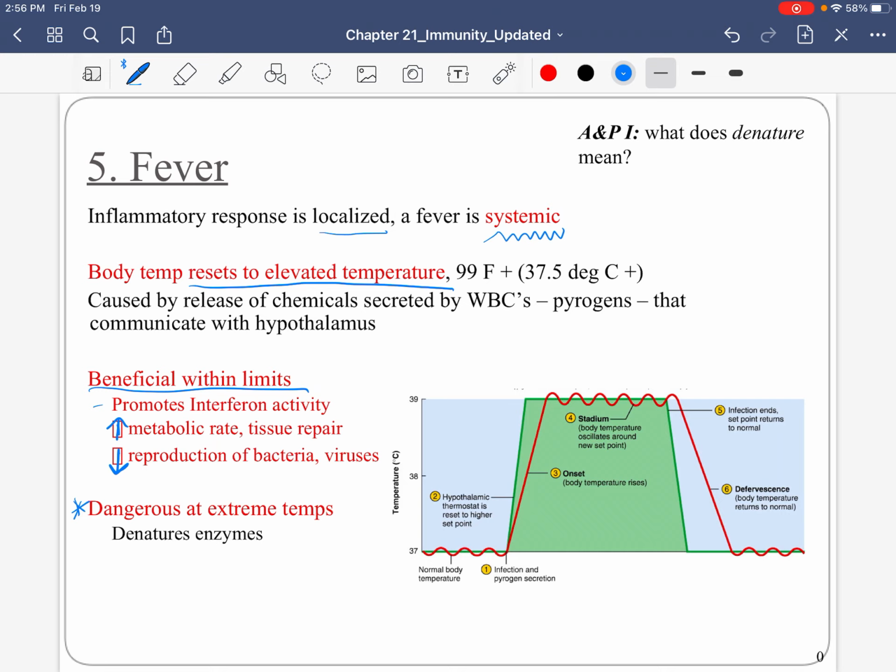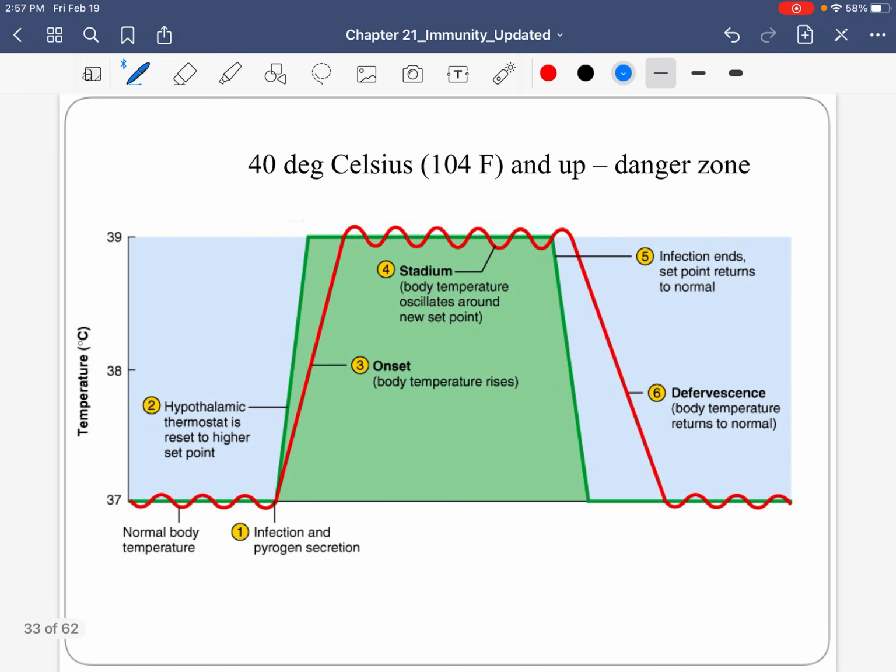This is why we don't want a high fever, because at too high of a temperature, our enzymes will denature, they'll unravel. Our proteins, such as the complement proteins and the interferons, will denature. So at too high of a temperature, when our proteins denature, it actually impedes our immune system. But within limits, a fever is very beneficial for the reasons we have stated.